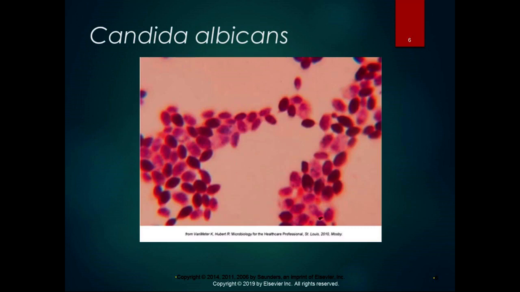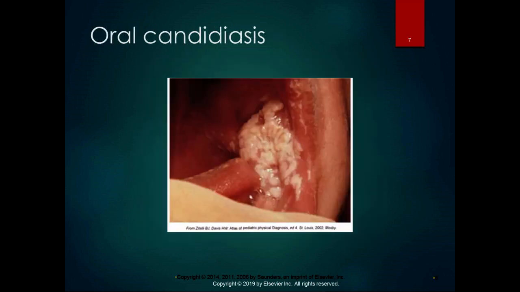So this is a micrograph of Candida, which is our yeast infection yeast. This is the oral version, which is thrush.